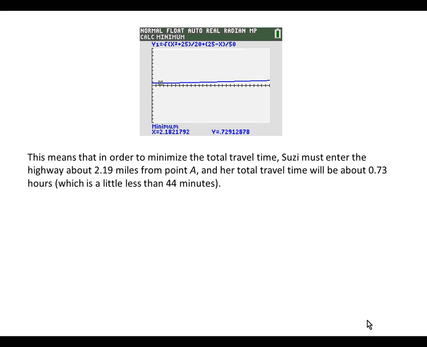So that means in order to minimize the total travel time, Susie must enter the highway at about 2.19 miles from point A, and her total travel time will be about 0.73 hours. Remember, her speed was given in miles per hour. Okay, 0.73 hours is just a smidge less than 44 minutes.